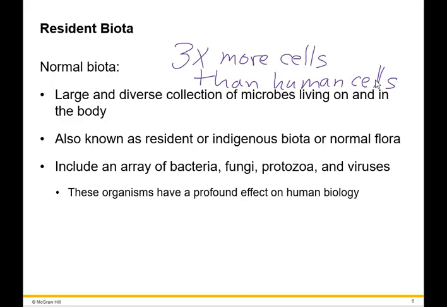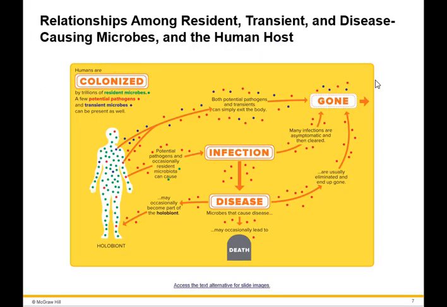So it doesn't just include bacteria, although we're going to focus mostly on bacteria. Fungi, protozoans, viruses, all of these things are part of the resident biota. Even small mites and other kinds of animals, insects, arachnids, arthropods of some sort, may be living on your body. And I know that makes you itch just to think about it, but they're part of this microbiota as well. So it's something we can't really see.